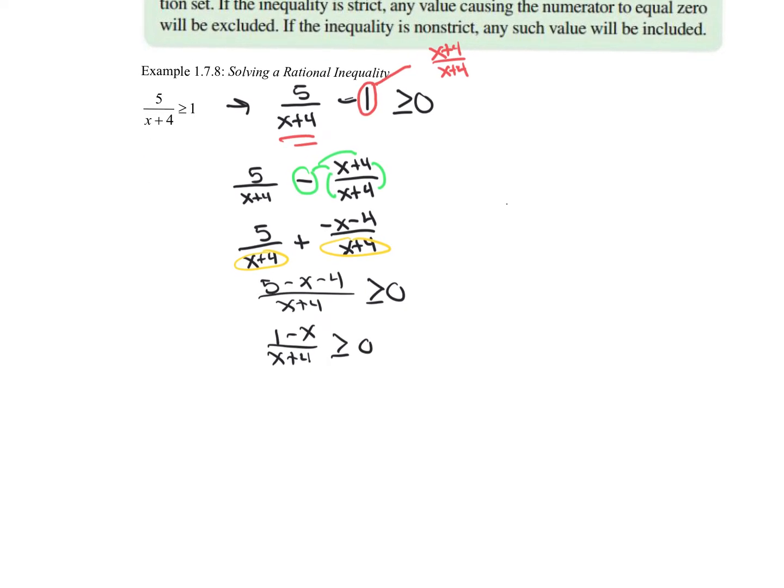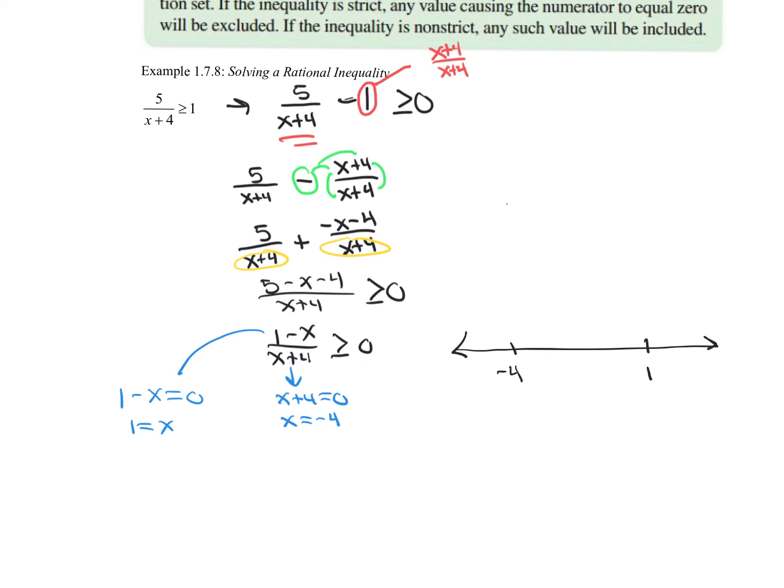Okay, so now my critical numbers, my key numbers, my important numbers come from the top and from the bottom. So 1 minus x, I'm going to let that equal 0. And x plus 4 is going to equal 0. So in this case, 1 equals x and x equals -4. Those are numbers I'm going to put on my number line. So let's put those numbers on my number line. I'm going to get down here -4, and right here I'm going to put the 1.